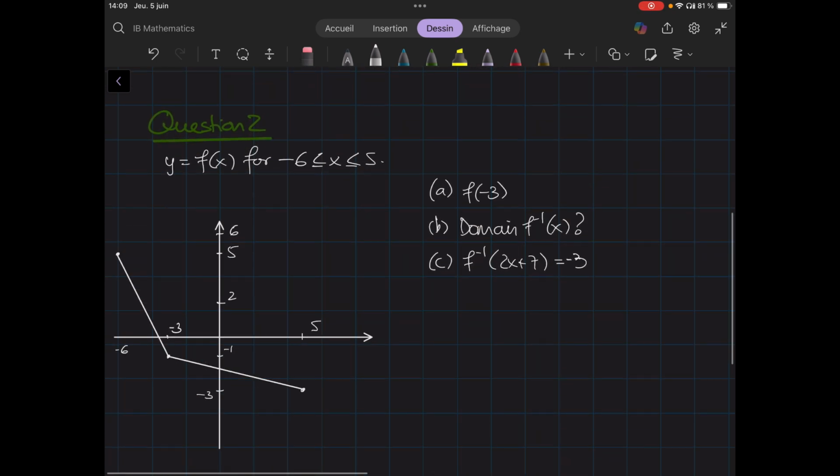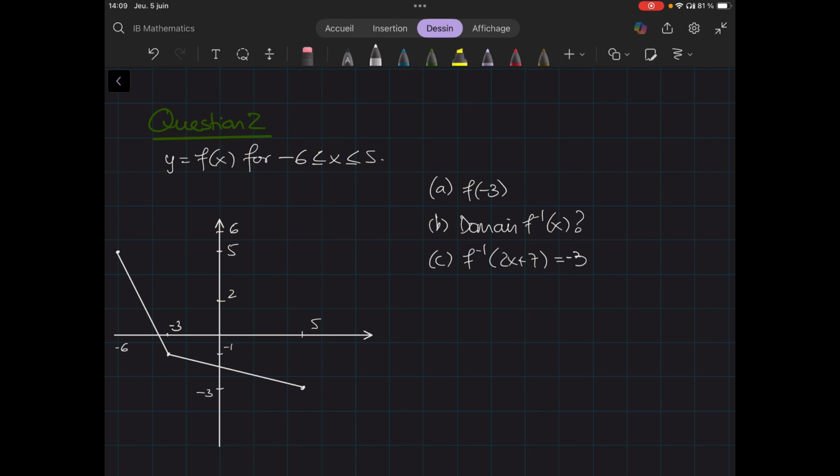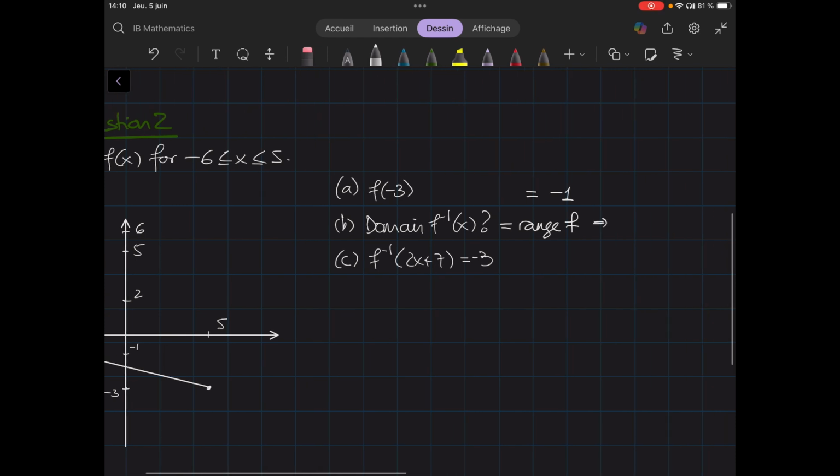Question 2. First part, write down the value of f of negative 3. As we can see from the graph, f of negative 3 is equal to negative 1. Part B, what is the domain of the inverse function? The domain of the inverse is the same thing as the range of the original function. And the range of f is between negative 3 and 5. So your domain would be negative 3 less than or equal to x less than or equal to 5.